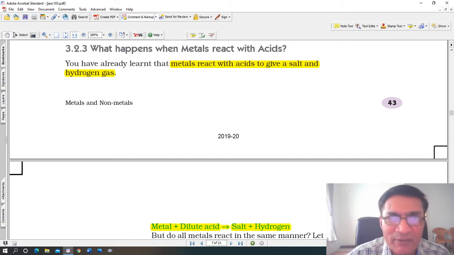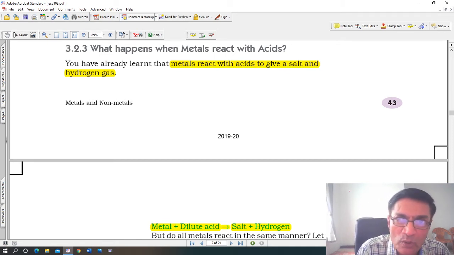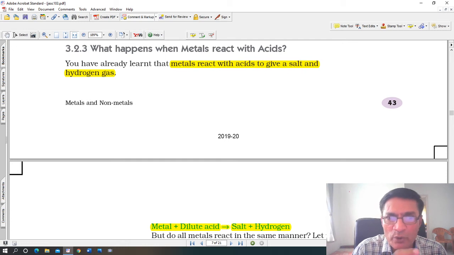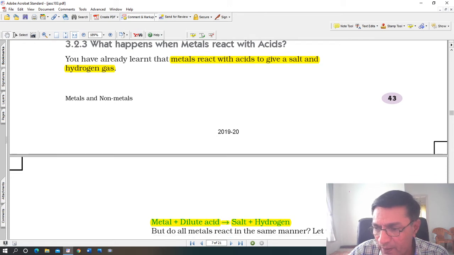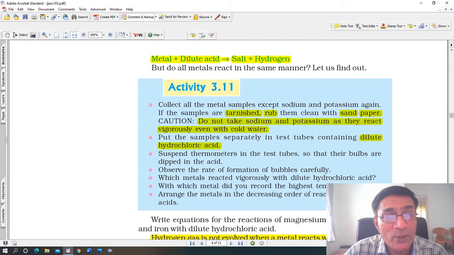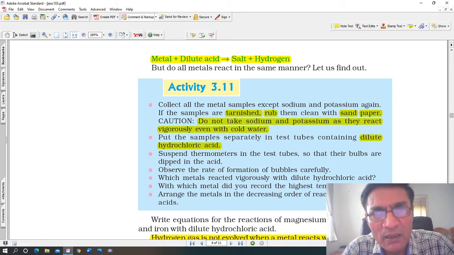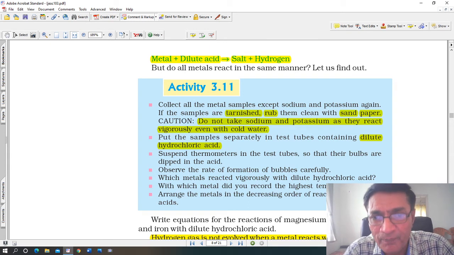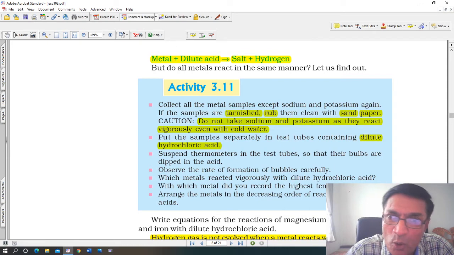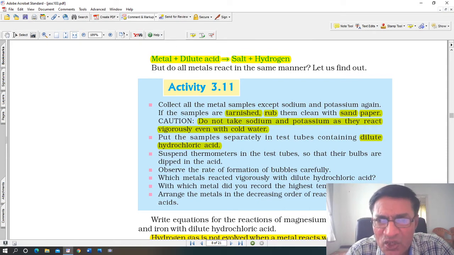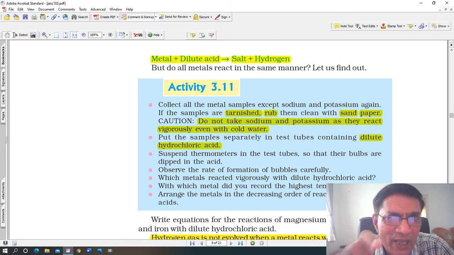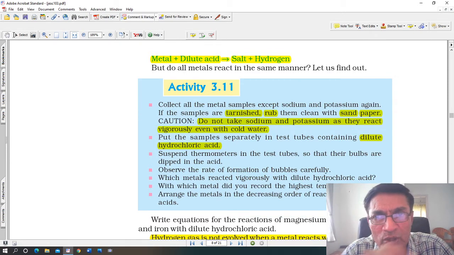We know that when metals react with acids they produce hydrogen gas. They produce the salt of the metal plus hydrogen gas. So you have already learned that metals react with acids to give salt and hydrogen gas. The general reaction is metals plus dilute acid, not concentrated acid, because it is always better to use dilute acids as the chances of accidents are lower. Metals plus dilute acids react to give the corresponding salt of the metal plus hydrogen gas. Zinc plus dilute hydrochloric acid gives zinc chloride, salt of zinc, plus hydrogen gas. That reaction is generally used in the laboratory to produce hydrogen gas.